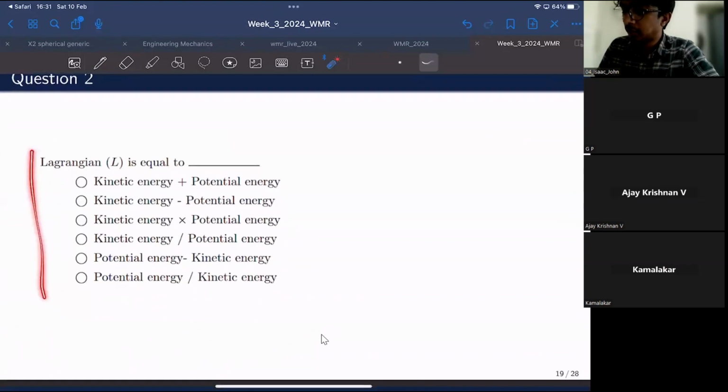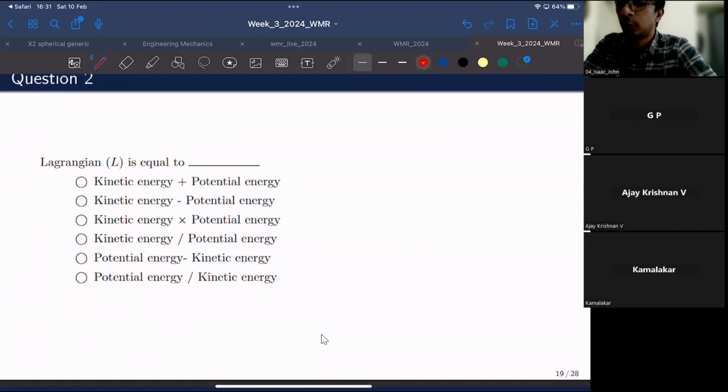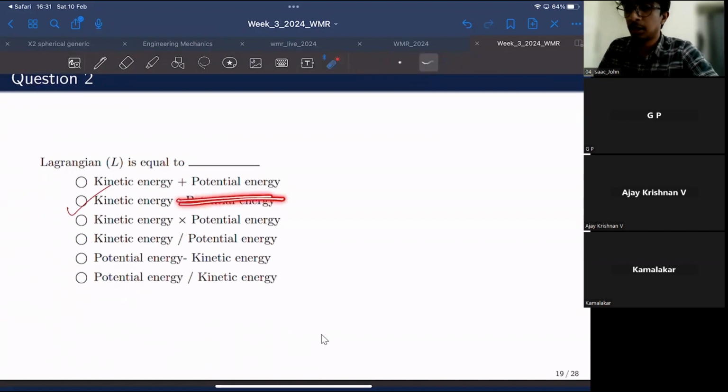So the Lagrangian, what we have derived in the Euler-Lagrange method, what exactly is this Lagrangian? Is it kinetic energy plus potential energy, or kinetic energy minus potential energy? It's KE minus PE. Yes, KE minus PE. And in the case of a mobile robot, we have basically neglected the potential energy. But yes, choice two, correct.